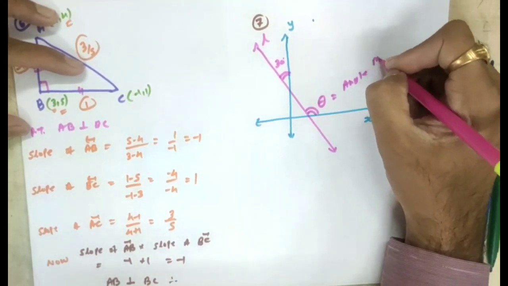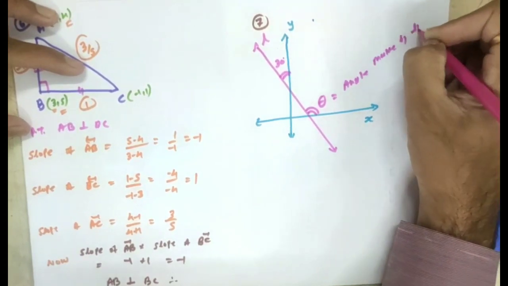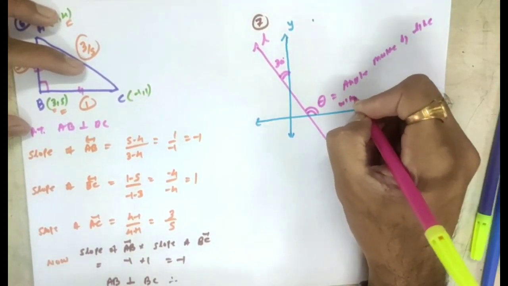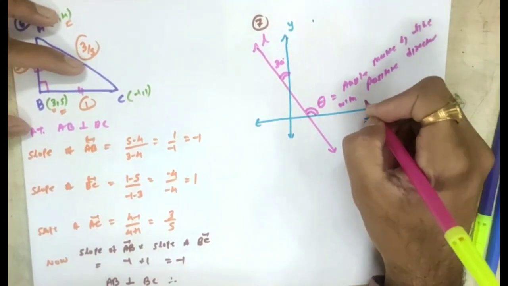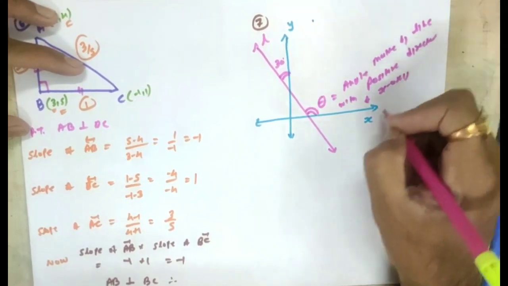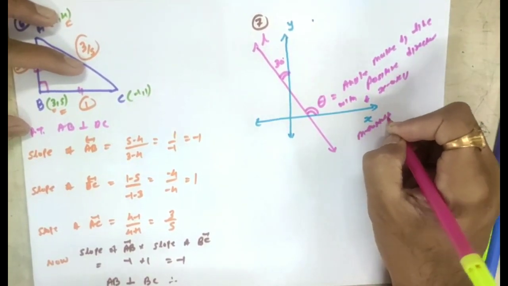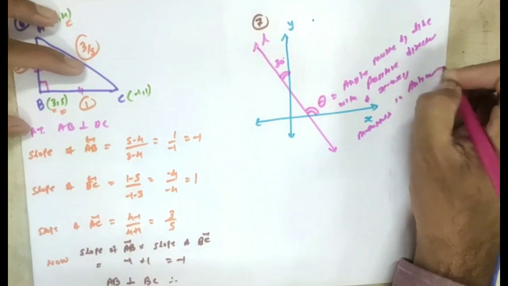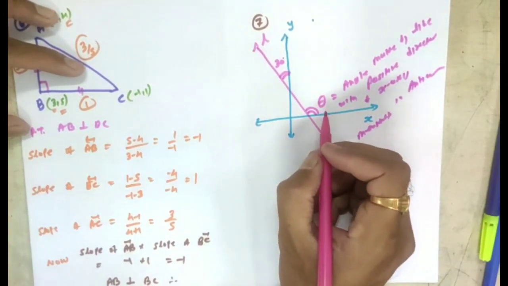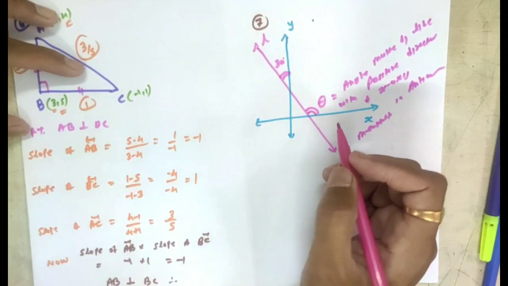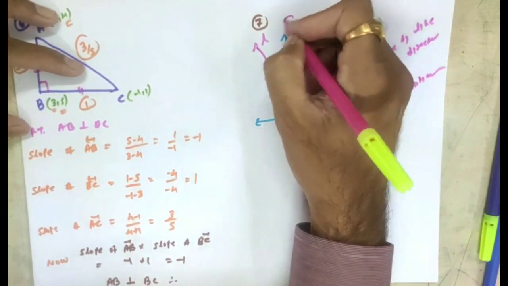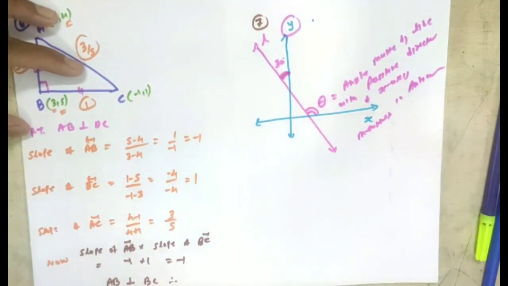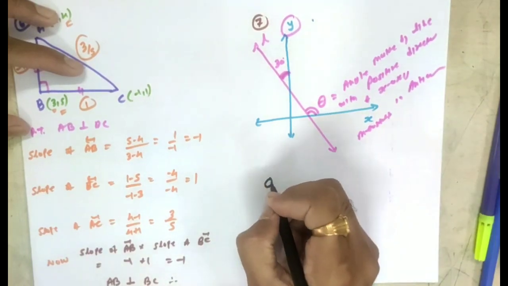Angle made by line with positive direction of x-axis measured in anti-clockwise direction. That is our theta, and by using this theta we can find the slope of the line. But here the given angle is angle made by this line with positive direction of y-axis, that is 30 degree. So first we have to find the angle theta. Angle theta is the angle made by this line with positive direction of x-axis.